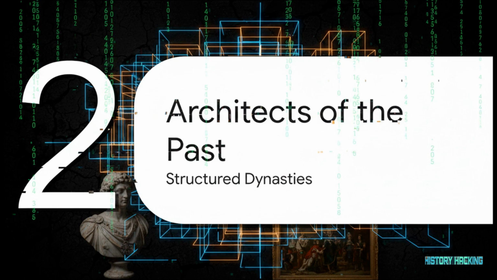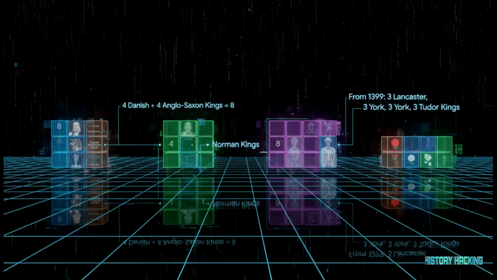If we zoom out from just that one repeating variable, we start to see evidence that the entire architecture of these dynasties might be, well, artificially structured. So just look at how these dynasties are organized. They don't just messily bleed into one another like you'd expect. Instead, they fall into these weirdly neat blocks.